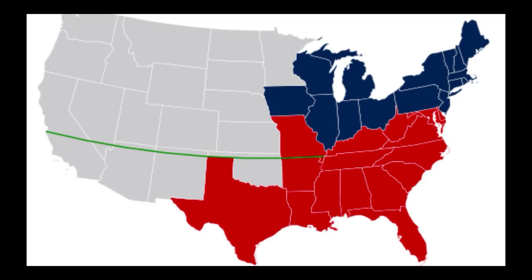First, what does this cause the map to look like? It gives the country two sectors, one free, one slave, a North and a South, if you will. Second, why would they do this? Why would they even care? Well, they were both terrified of each other and bought into conspiracy theories.